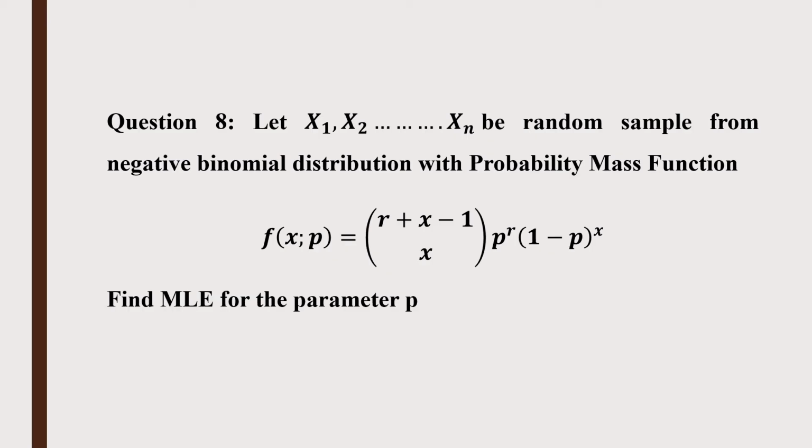This is our question. Let x1, x2 up to xn be a random sample from negative binomial distribution with probability mass function given as r plus x minus 1 combination x, p raised to the power r, 1 minus p raised to the power x. We need to find the MLE for the parameter p.